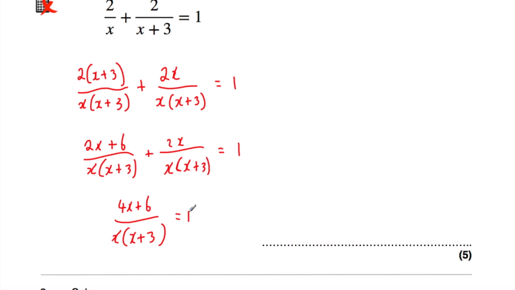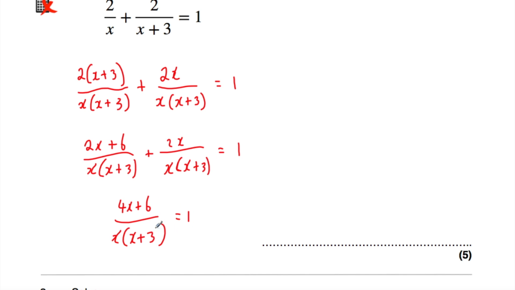What's interesting here is it equals 1. Now, if you've got a fraction that equals 1, the numerator is equal to the denominator. So it's possible at this point to just write 4x + 6 equals x(x + 3), because if it equals 1, the numerator equals the denominator. So you could jump straight to that step if you spot that.